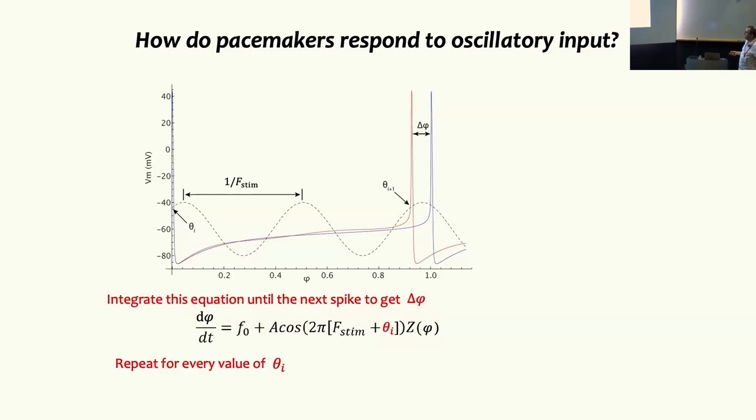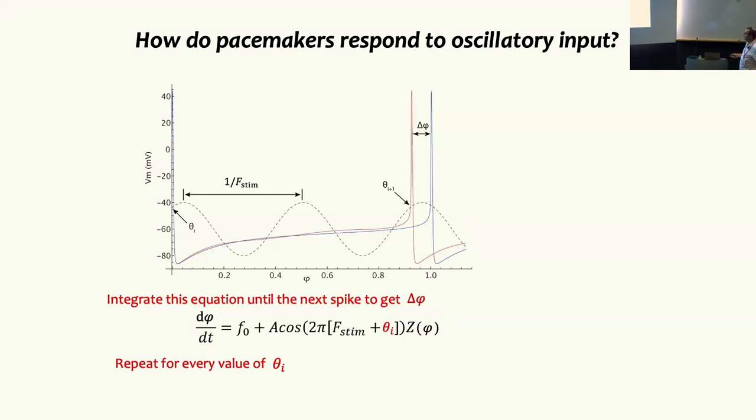So how do we solve this? We go back to this equation. So again, we have our phase response curve, we have the firing of the neuron, and we're subjecting it to some input. We have written cosine. We actually use sine in this experiment, but it doesn't matter. And so you have a stimulation frequency, which may be different from your intrinsic frequency.